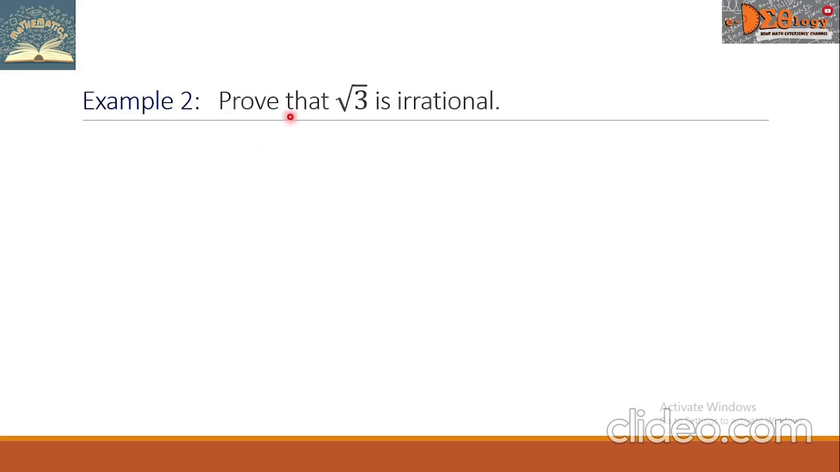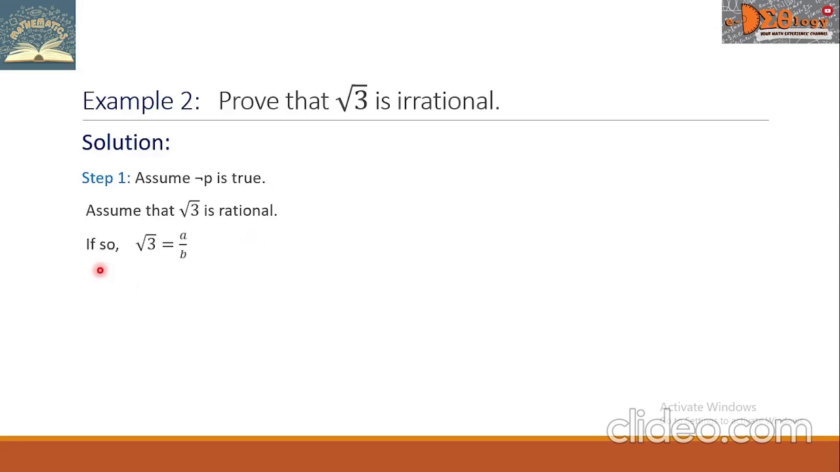Example 2. Prove that the square root of 3 is irrational. Step 1. We assume not p is true. It means we're going to assume that the square root of 3 is rational. If so, the square root of 3 equals a over b, where a and b, with b not equal to 0, are integers. Also, we say that this fraction a over b is in lowest terms.